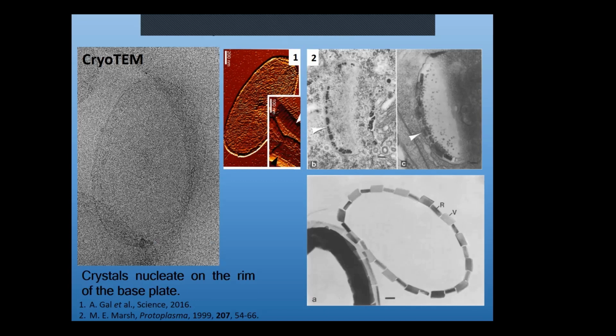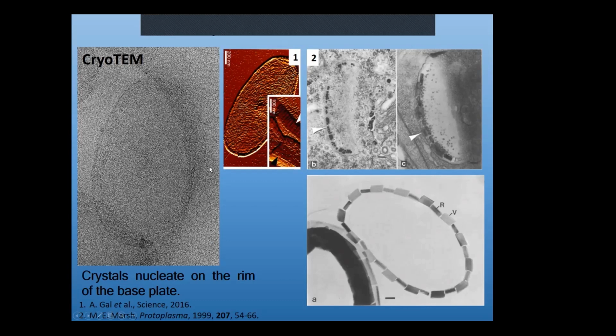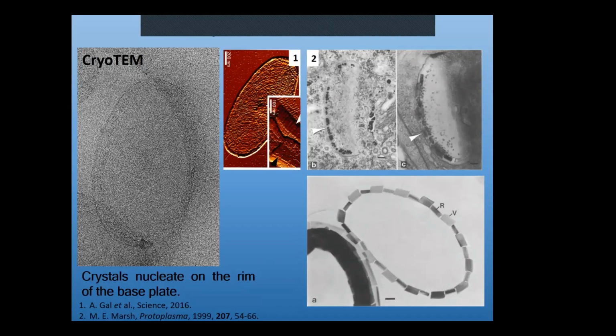So that is the substrate where the crystals nucleate and grow. This is a cryo-TEM image of a base plate that was taken by my postdoc. It doesn't look like much. We cannot see much. It's only a 20 nanometer thick substrate, but actually there's quite a lot of structure in there that I'm going to show in a minute.